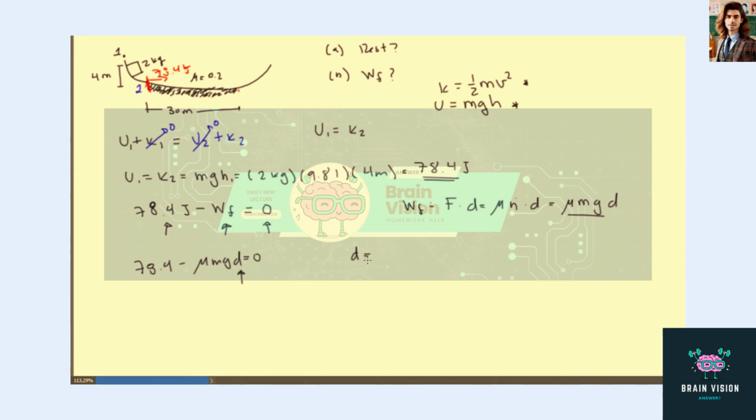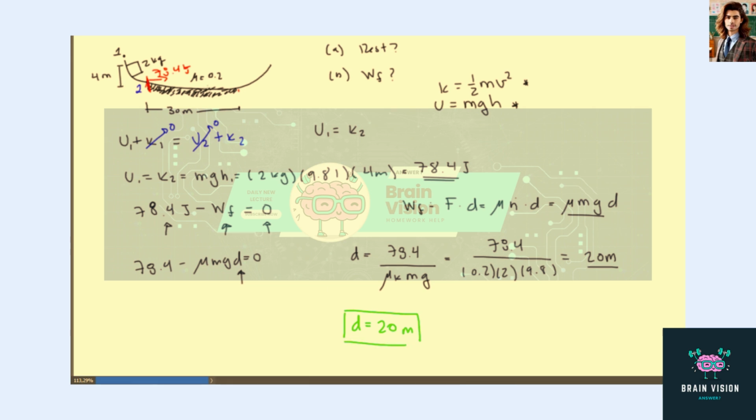When you rearrange all this, d is 78.4 divided by mu m g. When you put in values, the coefficient is 0.2, the mass is 2, and gravity is 9.8 or 9.81, depending on how accurate you want to be. This gives 20 meters. So the distance it travels through the rough patch before stopping is 20 meters.